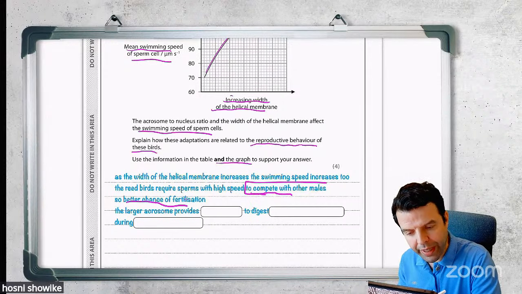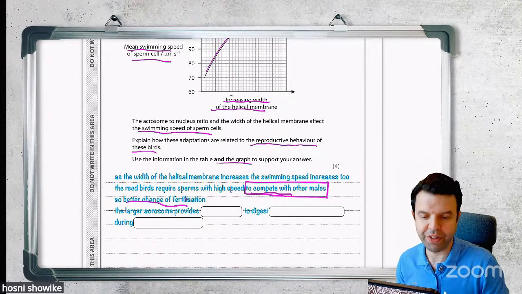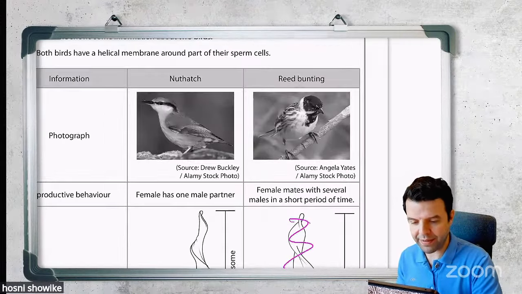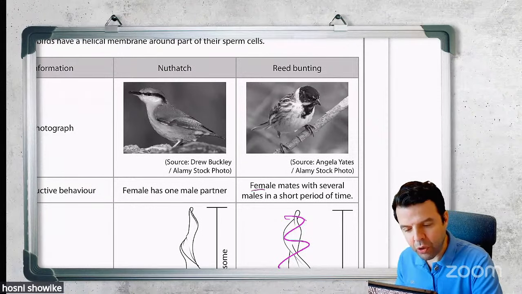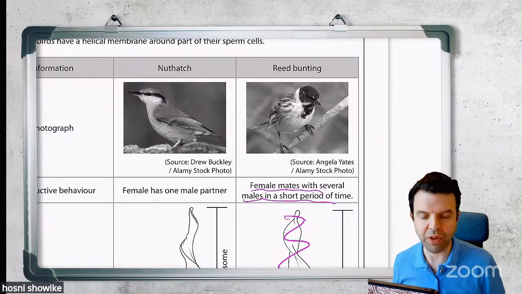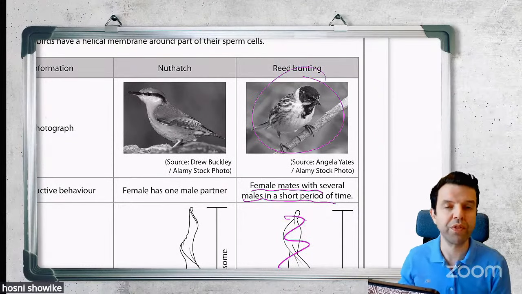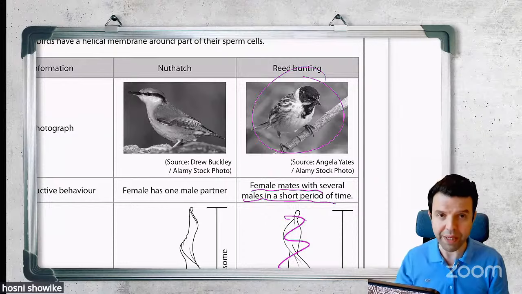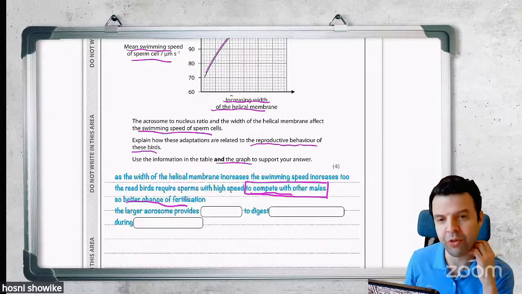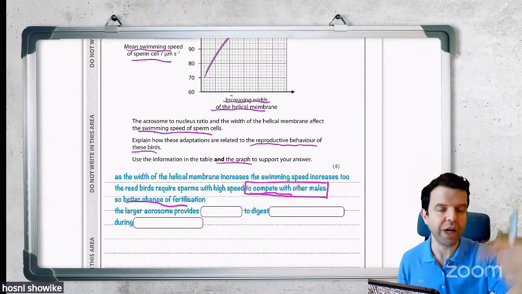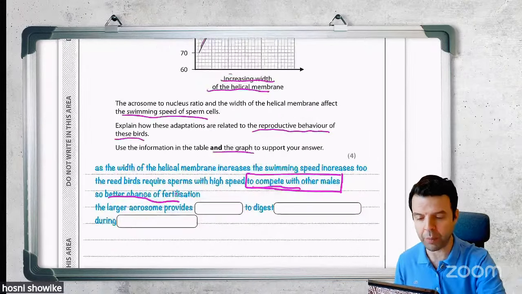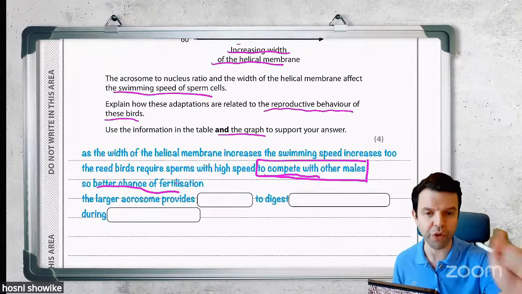Let me explain what I mean here by compete with other males. Just a moment. Back here, do you see what it says? This has several male fertilizers. So the female of the bird mates with several males. So each male, to pass the advantageous alleles for survival, tries to make his sperm as fast as possible. And the sperm that comes with the highest speed will reach first.